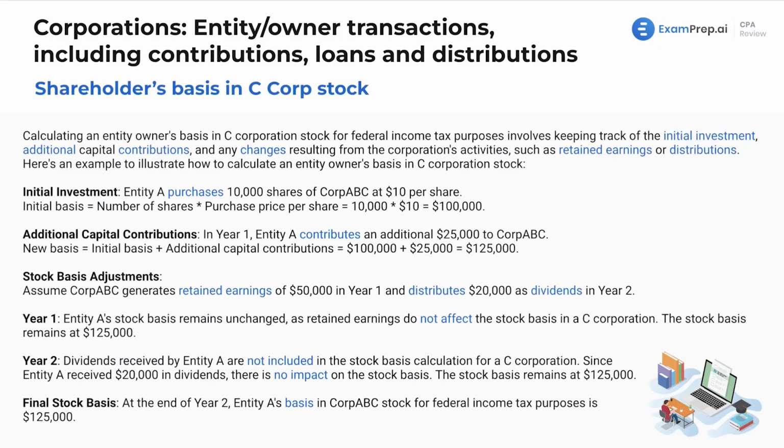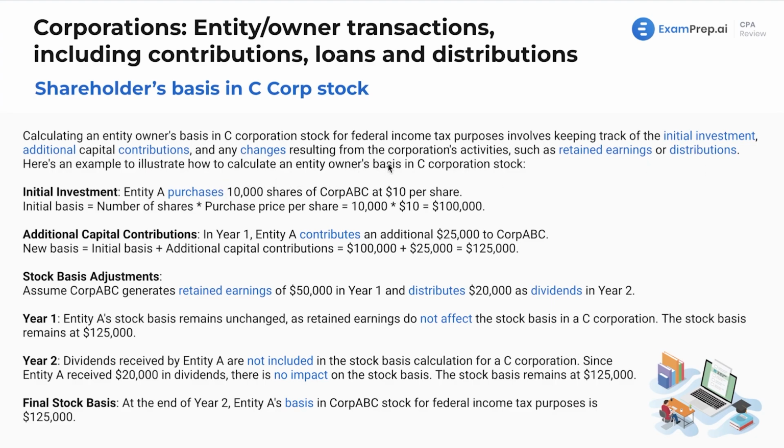Let's run through an example for a shareholder's basis in C Corp stock. Now, calculating an entity owner's basis in C Corp stock for tax purposes involves keeping track of the initial investment, additional capital contributions, and any changes resulting from the corporation's activities, such as retained earnings or distributions. Here's an example to illustrate this.